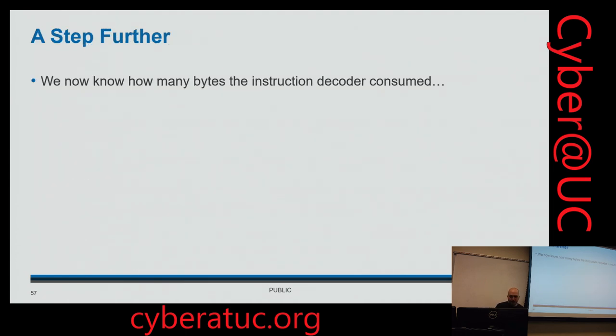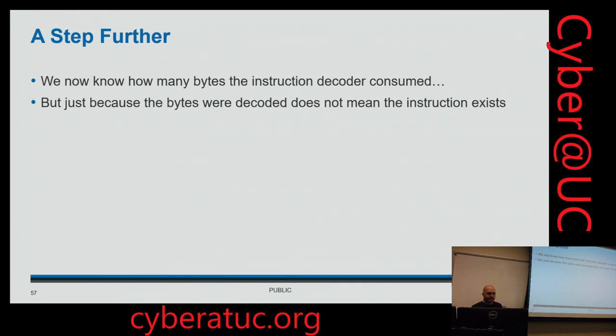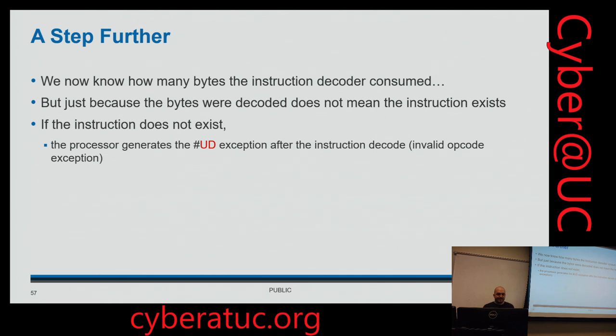So we now know how many bytes the instruction decoder consumed, but just because the bytes were decoded does not mean that instruction exists. It might be useless data. If the instruction does not exist, the processor actually generates a #UD exception, which is an invalid opcode exception. So if we don't receive that exception, we know that the instruction exists. Now, whether it's in the documentation or not doesn't matter. We know that it exists.